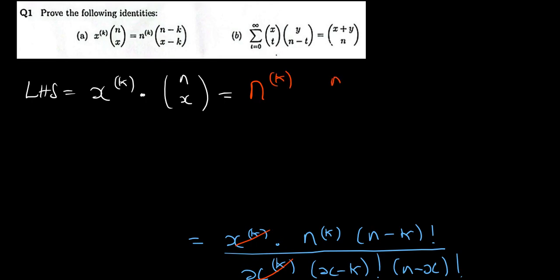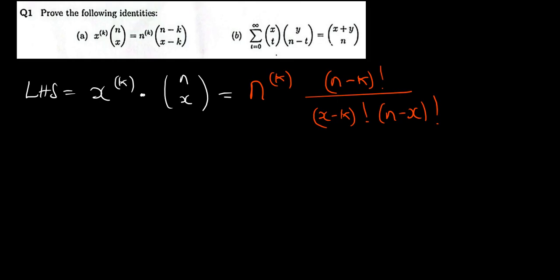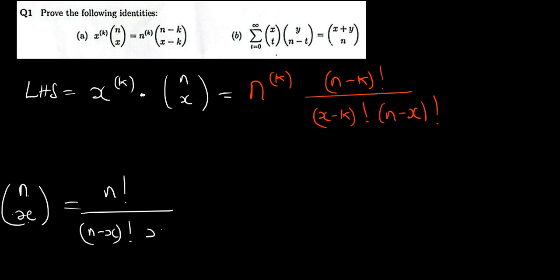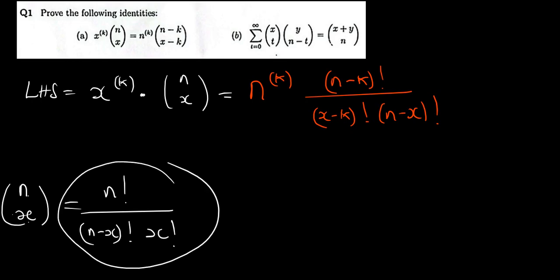And then I have n minus k factorial divided by x minus k factorial, and then I have n minus x factorial. So now remember how we defined a combination. We said if we had n combine x, it will be this same guy, n factorial, divided by n minus x factorial, and then x factorial. So it turns out that this situation that we are seeing here is exactly what we have there. So we can prove it, or we can show it.